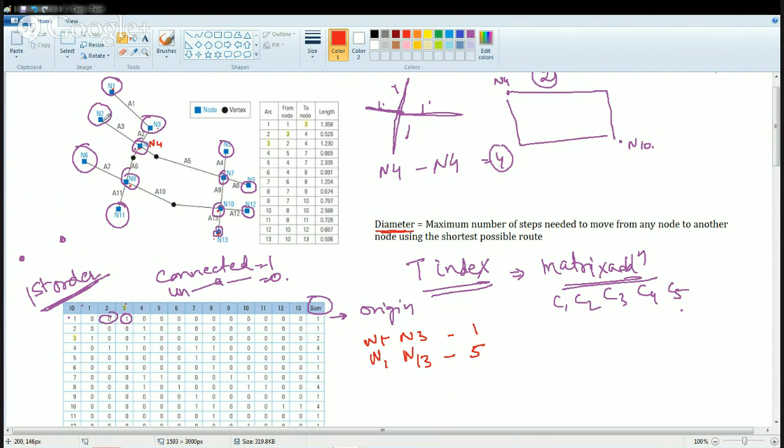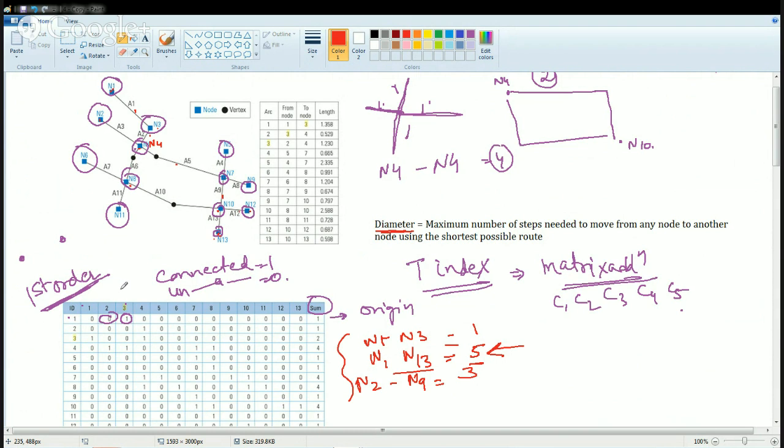Okay, so there are 5 steps. Okay, similarly, if I want to move from N2 to N9, how many steps would be there? 1, 2 and 3. Okay, so of these, I'll try to find out for all possible nodes, and then I'll try to find out the maximum number of steps. So for this network, let's say the diameter of this network would be 5, because to move from any extreme point to another extreme point, the maximum number of steps required are 5. If I try to move from N1 to N13, it's 5. If I try to move from N1 to N12, it's again 5. So you have 1, 2, 3, 4 and 5.